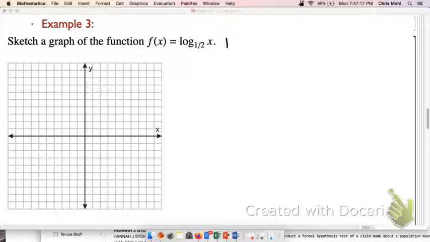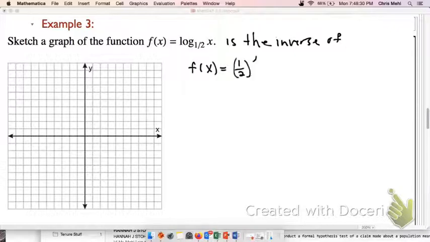Okay, so if I'm trying to graph log base 1/2 of x, the first thing to notice is that log base 1/2 of x is the inverse of f of x equals 1/2 to the x power. Again, the base on the log is 1/2, so the inverse would be the exponential with base 1/2.